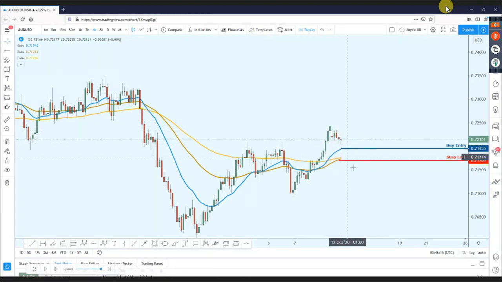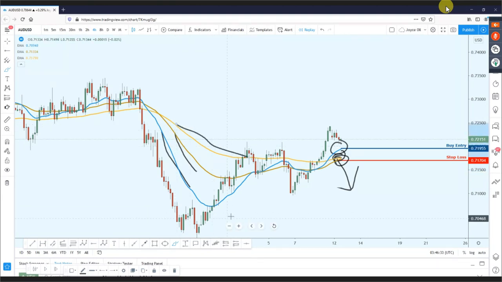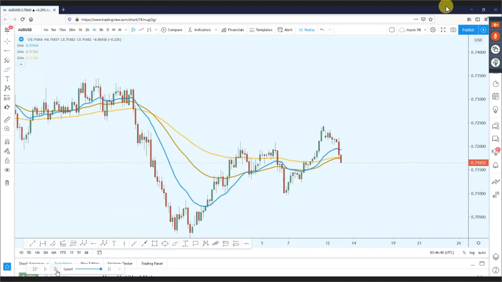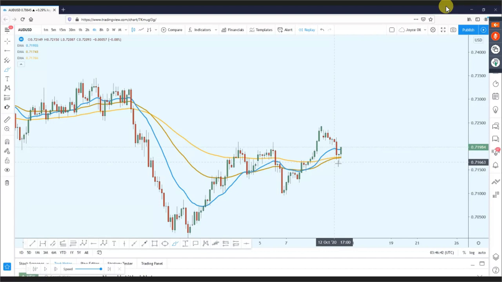Okay, so the answer is no, because we have to wait for this brown river to catch up with the blue and the golden to be underneath it before we take a buy entry. So this is how it should be. Okay, let me erase all of that. Yeah, because it has to rebalance itself and let the brown one catch up.